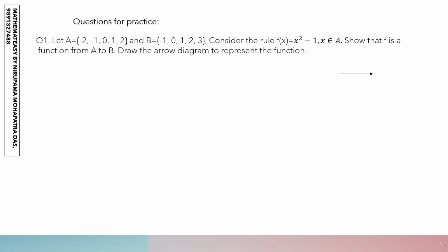Okay, so let's see one question. Suppose A is the set containing -2, -1, 0, 1, 2 and B is the set -1, 0, 1, 2, 3. Consider the rule f(x) equal to x square minus 1, x belongs to set A. Show that f is a function from A to B. Draw the arrow diagram to represent the function.